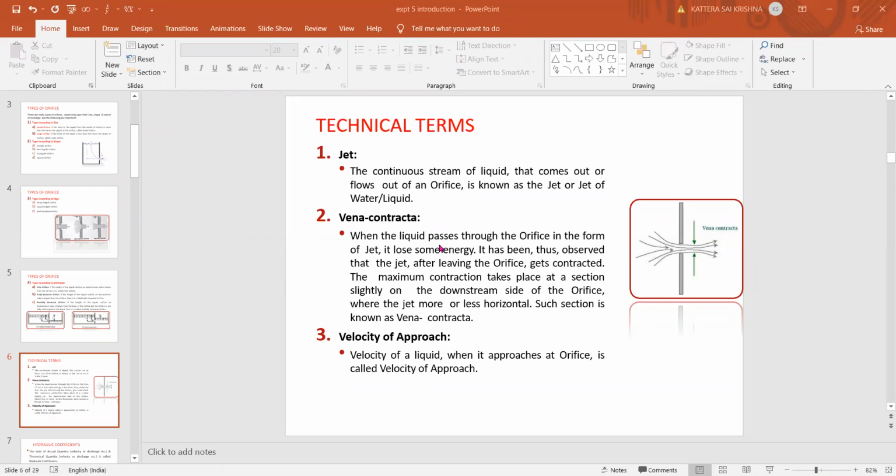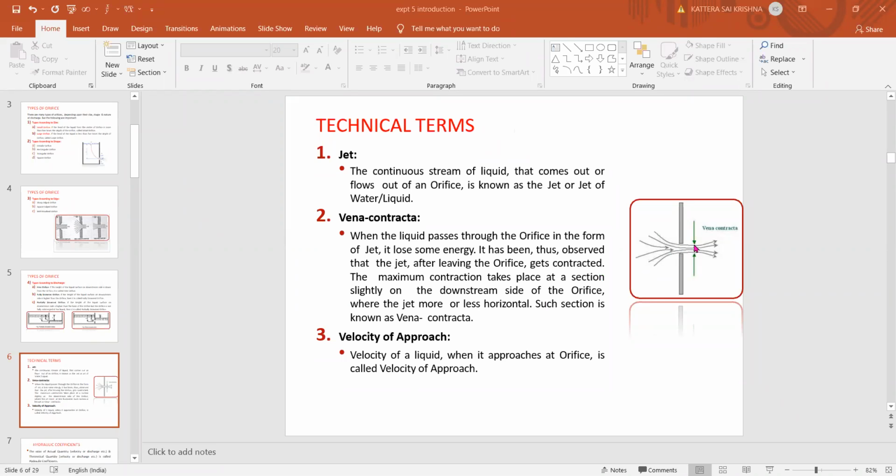So when the liquid passes through the orifice in the form of a jet, it loses some energy. It has been observed that the jet after leaving the orifice gets contracted. After coming out of the orifice, somewhere you can see the diameter of the jet becoming very small. So the maximum contraction takes place at a section slightly on the downstream side of the orifice.